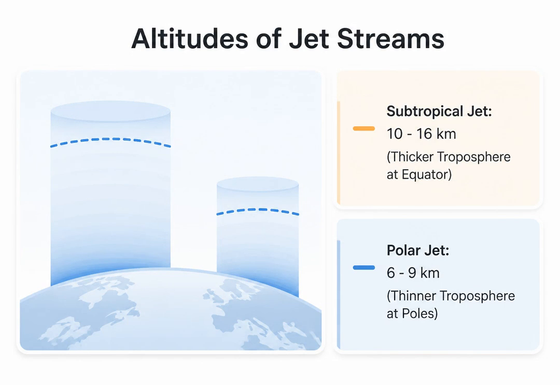These two main jet streams flow at different altitudes. The subtropical jet stream flows much higher, between 10 and 16 kilometers above the ground, while the polar jet stream flows lower, between 6 and 9 kilometers. This altitude difference exists because the troposphere itself is thicker at the equator, reaching up to 18 kilometers, and thinner at the poles, where it is only about 8 to 9 kilometers deep.